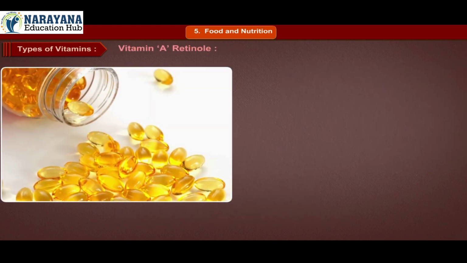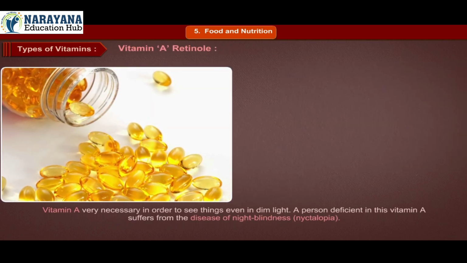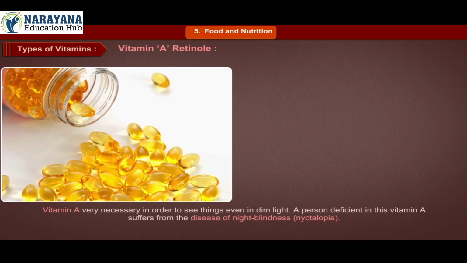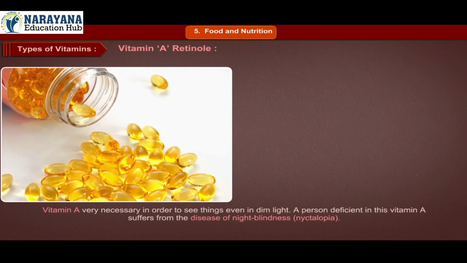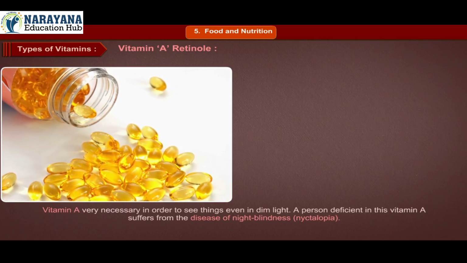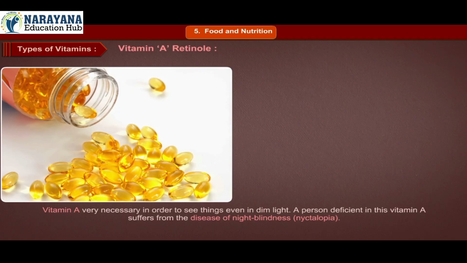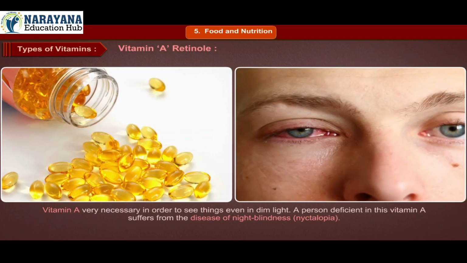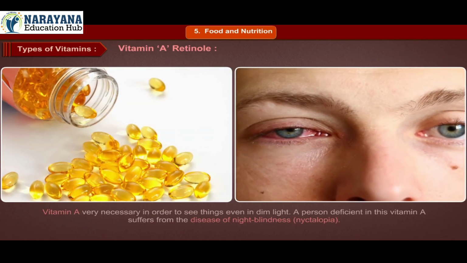Vitamin A, retinol. Vitamin A is very necessary in order to see things even in dim light. A person deficient in vitamin A suffers from the disease of night blindness, that is nyctalopia.